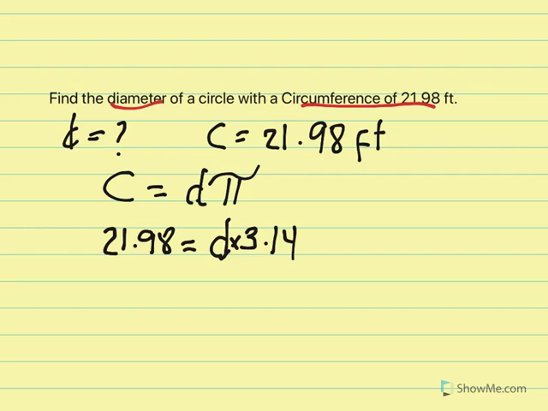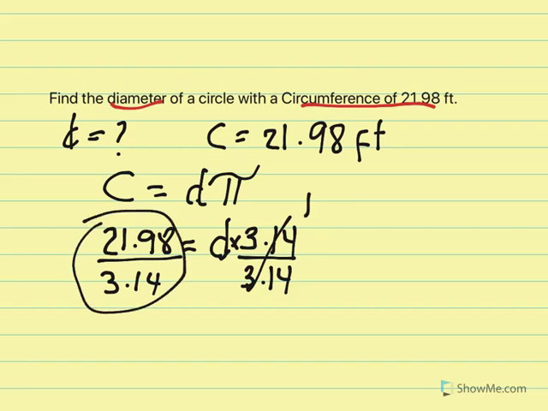So to get rid of that 3.14, so I can isolate my D and know the answer, I need to do the opposite operation, that's division. So I'm going to divide here by 3.14. And the other side, I'm going to divide by 3.14. Let's review something here because this is going to cancel. So 1 times D is D. By doing this division here, we're going to get our answer.